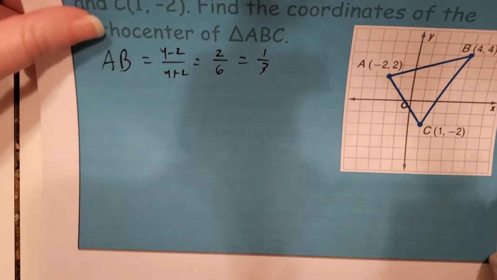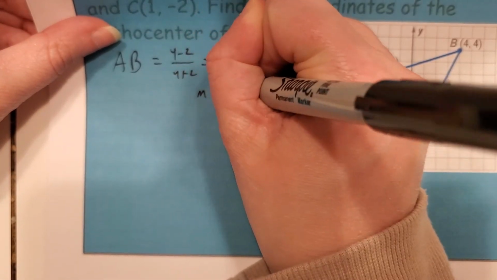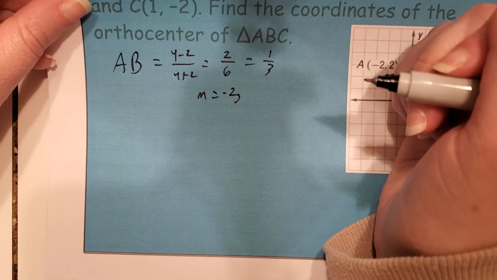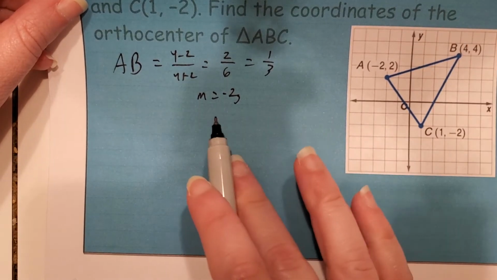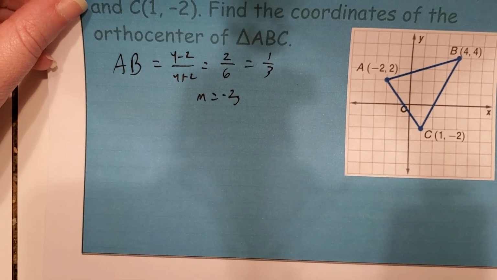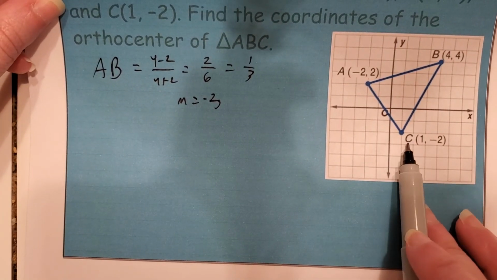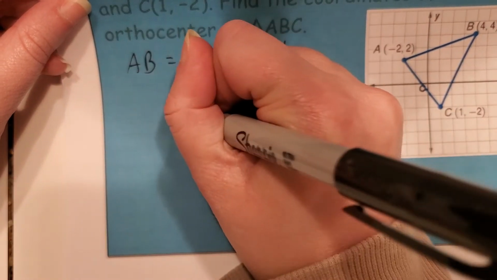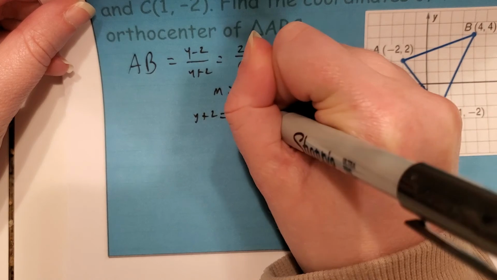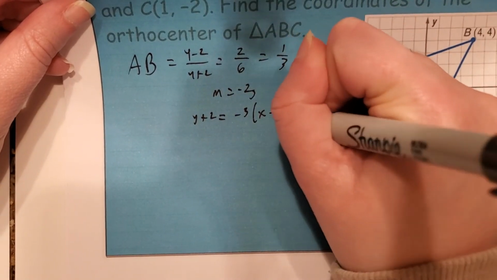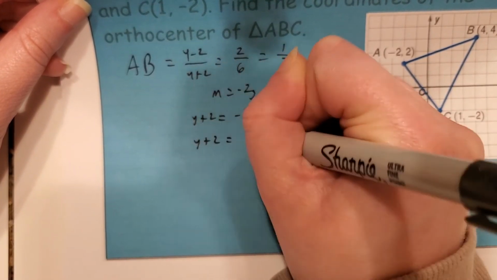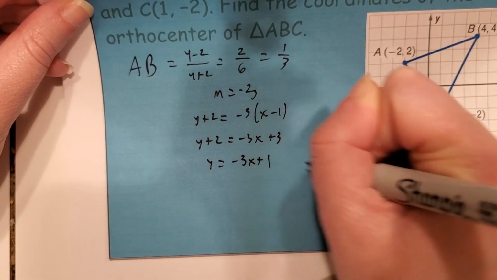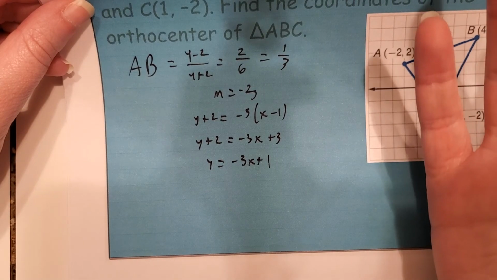The opposite reciprocal of 1/3 is -3. So that's the slope that we're going to use when we write the equation of the altitude that passes through AB. It's this slope that passes through the remaining point. So if we're dealing with AB, we're talking about point C here. All right. So y plus 2 is equal to -3 times x minus 1. And then we solve that for y. All right. That's one of our altitudes.